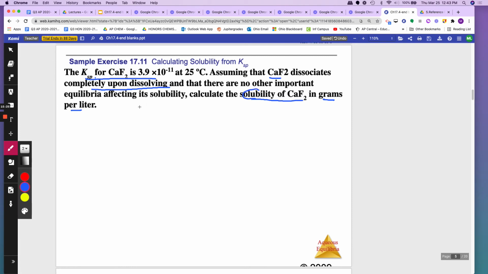Okay, so let's write an equation first. So we have CaF2 dissolving into Ca plus 2 and 2 F minuses. So what they're asking is solubility. How much of this and this? No. They're asking for how much of these will dissolve, and then we'll figure out how much this dissolves, okay? We're going to do a ratio. So just watch what we do.